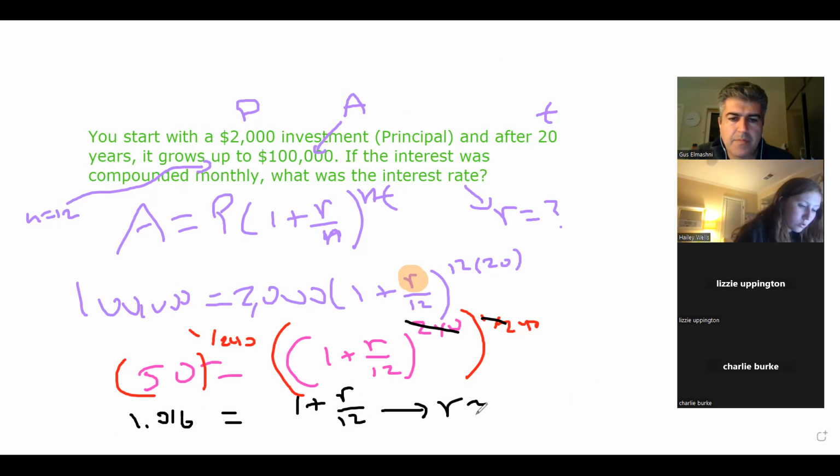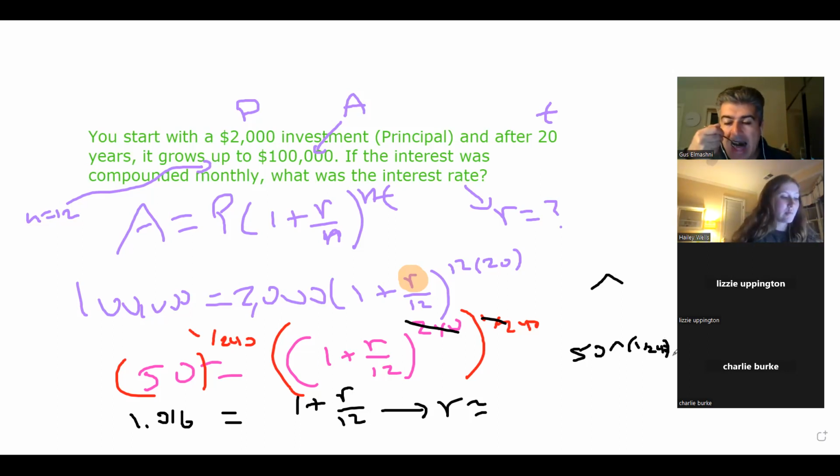Wait, how do you put that in the calculator? Great question. There's an exponent button, which is right above the division symbol. It looks like this. So you do 50, and then you just type in parentheses 1 over 240. I'll do it in the calculator with you guys after we get the answer. I'll show you how to do it in the calculator.